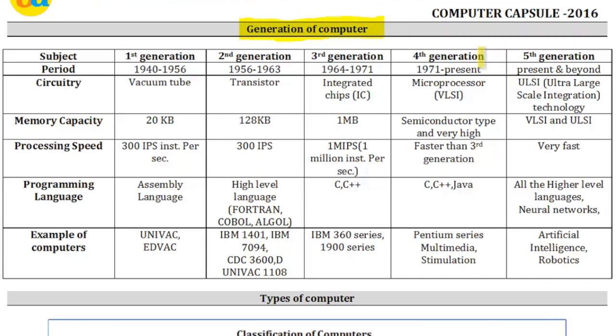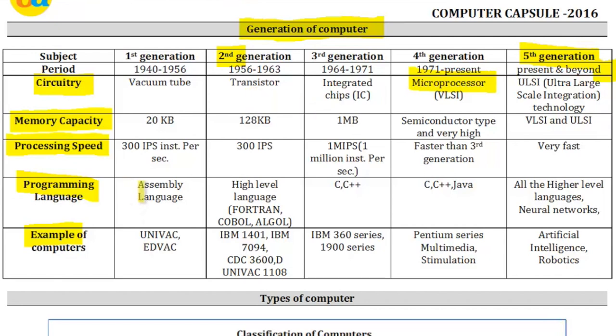In generation of computers, as you can clearly see in this table, there are five generations of computers, with the fifth generation being the one on which we are still working. And in this table, we have given you the circuitry, memory capacity, processing speed, programming languages used in those generations, and some examples. Let us come to the first generation. In first generation, the circuitry were vacuum tubes. And in second generation, they were transistors. So on, it was integrated chips in the third generation and microprocessors in the fourth generation. You can have a question in your examination like, transistors were used as circuitry parts in which generation? Then your answer will be second generation.